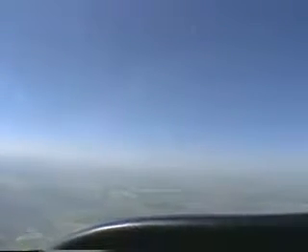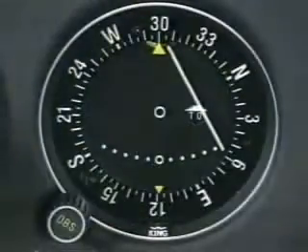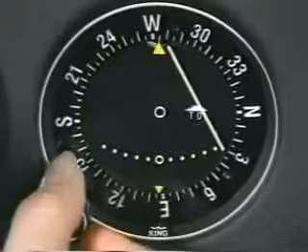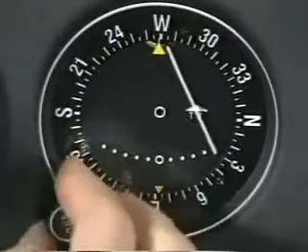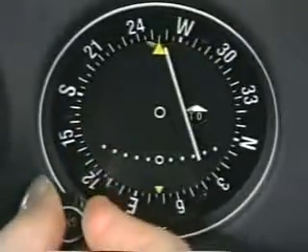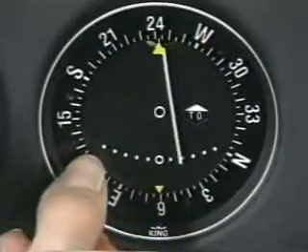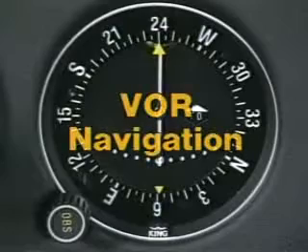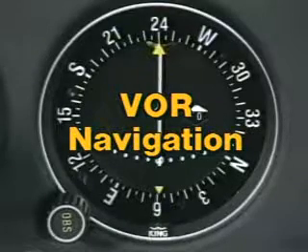As you saw in the last volume, basic navigation involves using visual checkpoints and time, speed, and distance calculations. In this volume, you will be introduced to other forms of navigation that use aircraft radios and ground transmitting stations. The first form of radio navigation we'll look at is the VHF omnidirectional range, which is commonly referred to as VOR navigation.